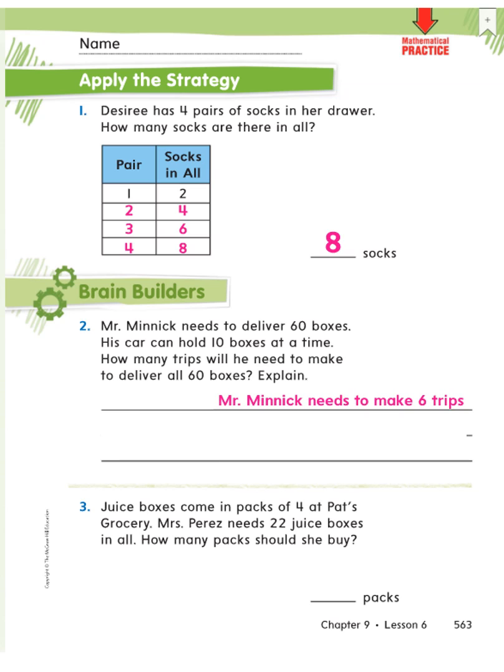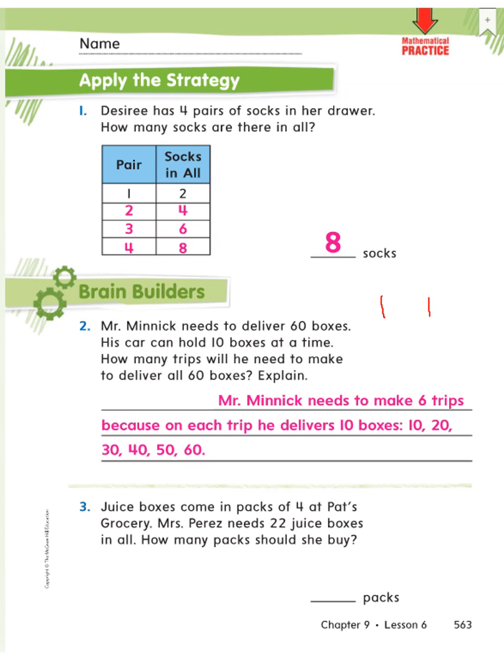Mr. Minnick needs to make 6 trips because each trip he delivers 10 boxes. 10, 20, 30, 40, 50, 60. And if you wanted to, you could have done something like this. 1 trip is 10 boxes. 2 trips would be 20 boxes. 3 trips would be 30 boxes. Good. And you would keep going until you got to the 6th trip, because that's when we would have all 60 boxes delivered.